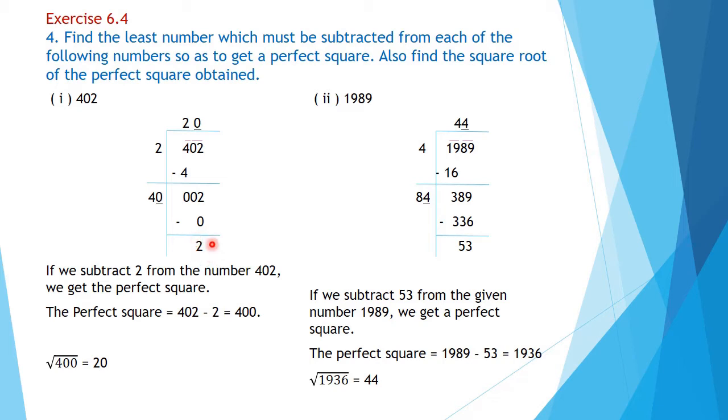So this is the answer. One answer is this number, the remainder. And the quotient is the square root. So, in the question, 2 answers are asked. What is the least number or smallest number we have to subtract from the given number? That is the remainder. The second one is the square root of the perfect square. That is this quotient, that is 20.